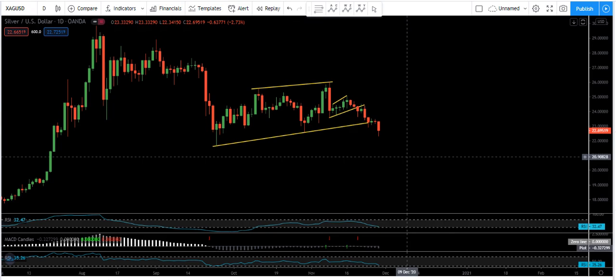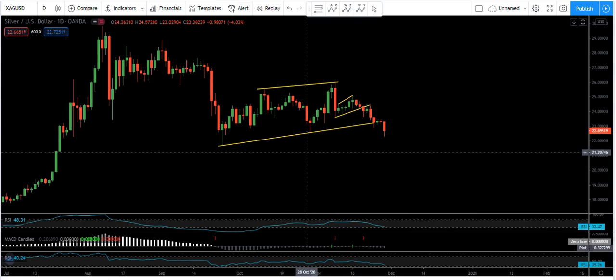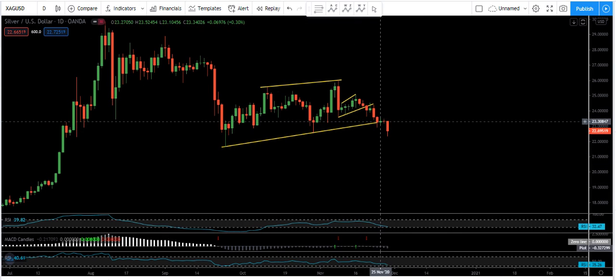Silver, now we are based on the daily chart. We want to analyze the chart for the next week. As we can see, we have our lines since last week, and the price was correcting here and broke the line.